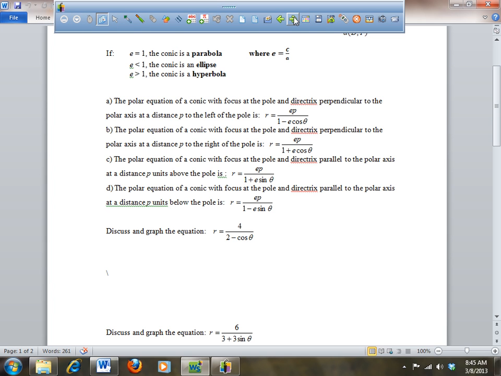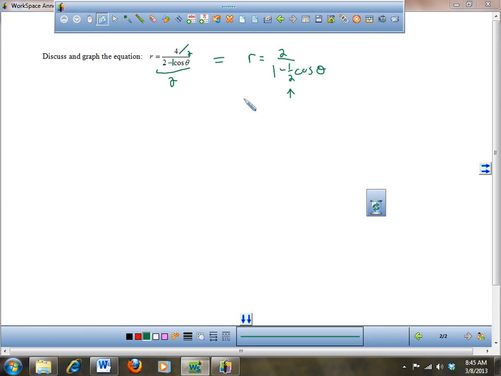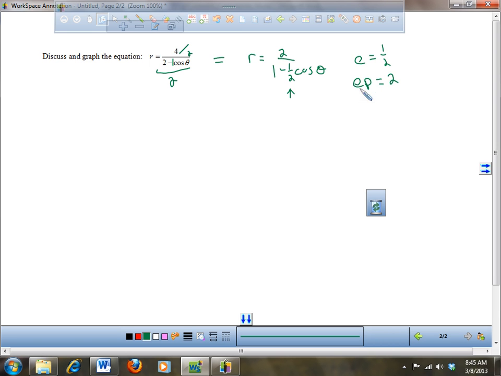And so I'm going to go back, find my thing. So I know that E equals 1/2. I also know that up here this is EP, right? So EP equals 2. Does that mean this is an ellipse? Right, yeah, we're getting there. So I know that E equals 1/2, so plugging 1/2 in here, I get 1/2 times P equals 2, so P equals 4. And since this is less than 1, that means that it's an ellipse.